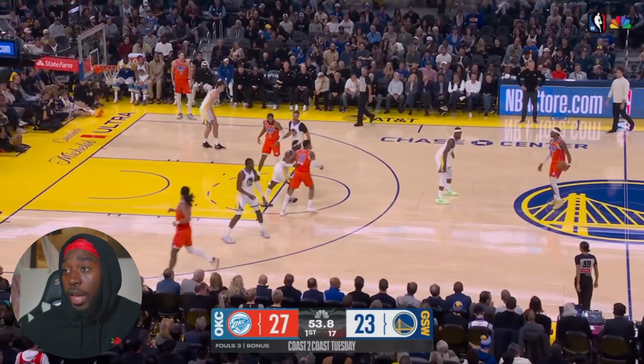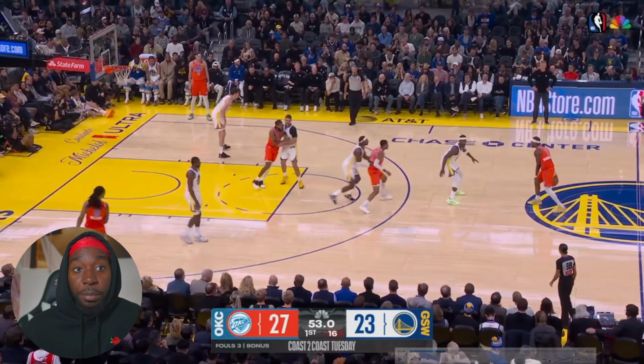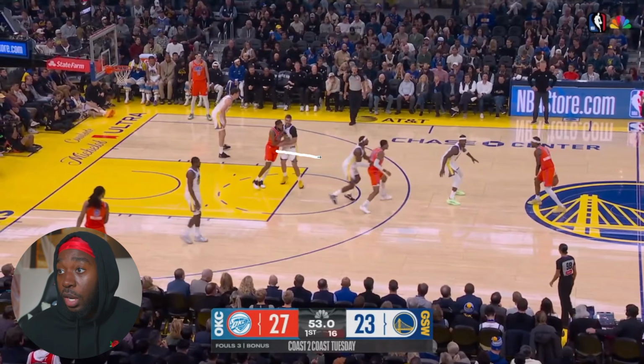So now here, SGA, you got the Thunder right here about to run the Spain pick and roll, which means that Isaiah Joe is going to come up and he's going to screen Aaron Wiggins, and then he's going to end up popping to his three-point line as Wiggins ends up making this roll, right?